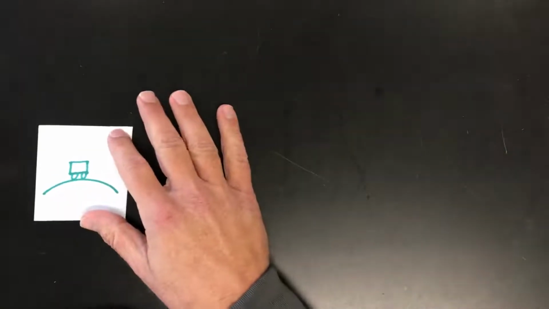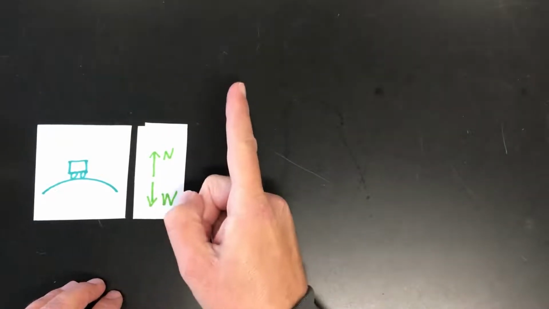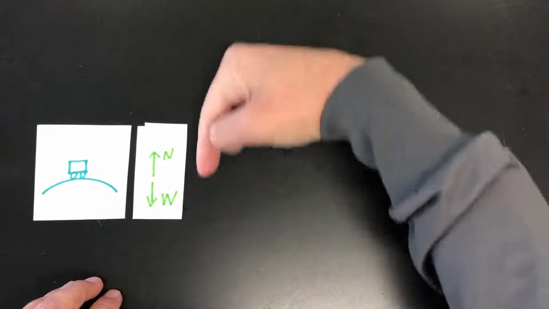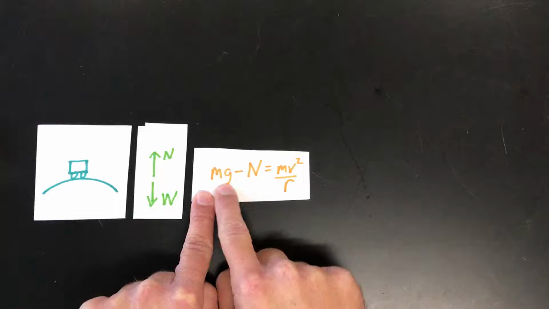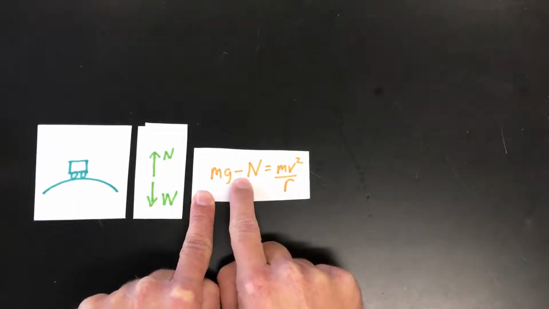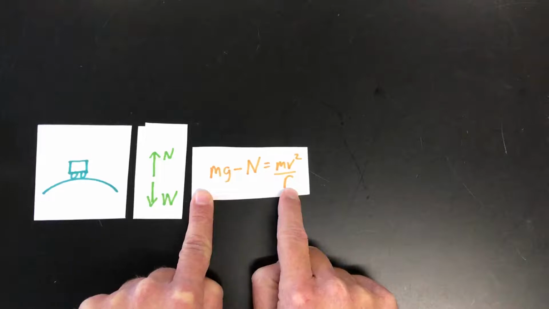Let's look at another example here. Let's say you've got a car on top of a hill. So it's on the outside of the loop this time. Let's do our free body diagram. In this case, we've got normal pointing up away from the center and weight down towards the center. So when we go to set up our Newton's second law equation, the weight, gravity, is positive minus the normal away from the center is equal to mv squared over r.